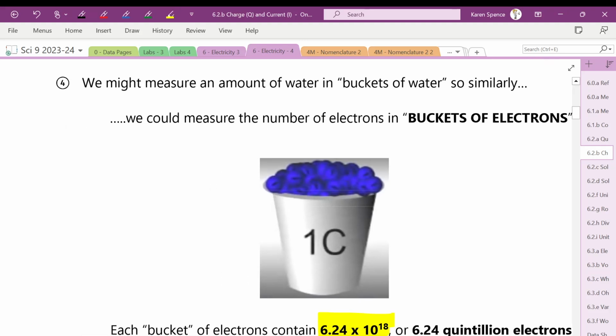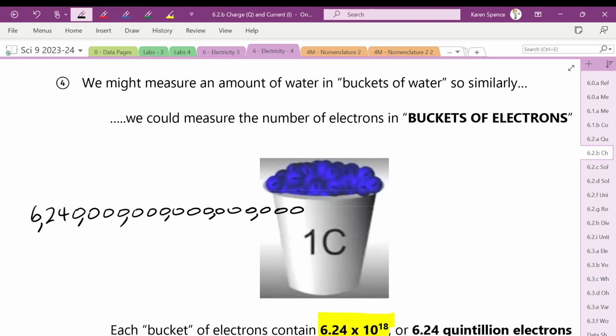Let's write that out in standard notation. If you're interested in that, that's going to look like 1, 2, 3, 4, 5, 6, 7, 8, 9, 10, 11, 12, 13, 14, 15, 16, 17, 18. I'm going to make that one not look like a P. There we go. 1, 2, 3, comma, 1, 2, 3, comma, 1, 2, 3, comma, 1, 2, 3, comma, 1, 2, 3, comma, 1, 2, 3, comma. That's how many electrons are in a bucket. Okay? It's a lot.